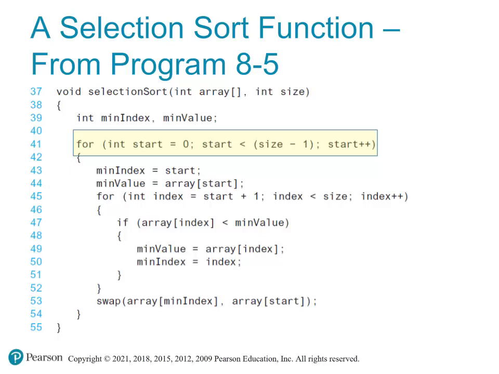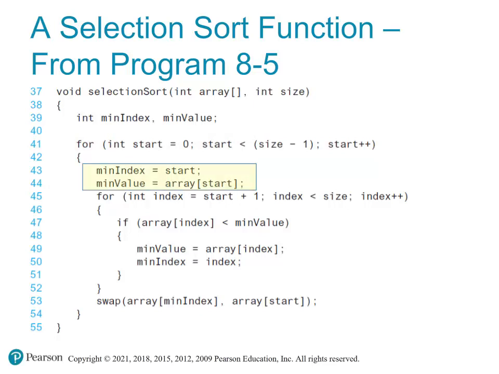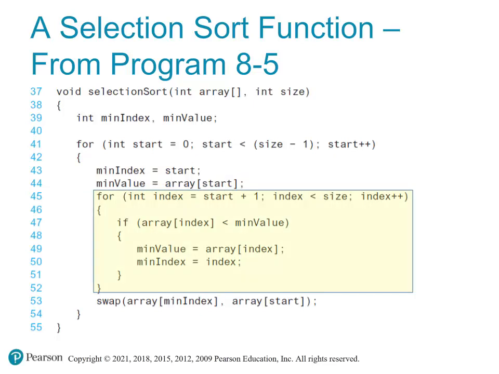Within each iteration, min index is set to the starting index, and the min value is set to the value of the element at the starting index. Another for loop starts, this one running from start plus 1 to the end of the array. Inside this loop, each element is checked to see if it is smaller than min value. If it is, min value and the min index are updated.